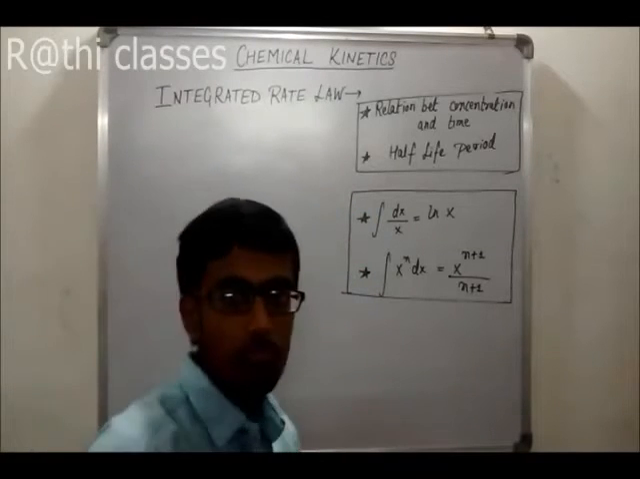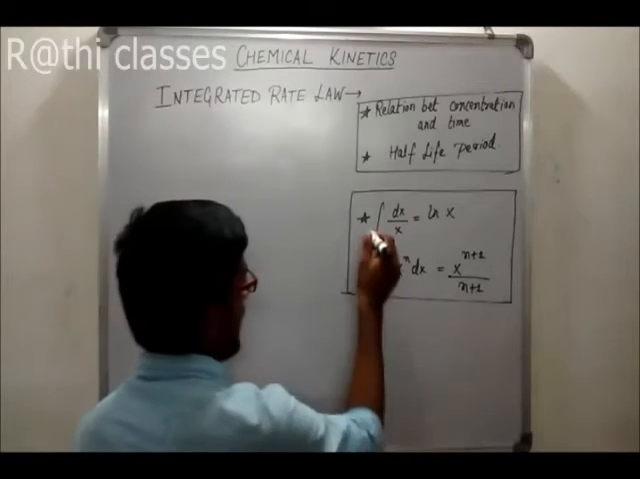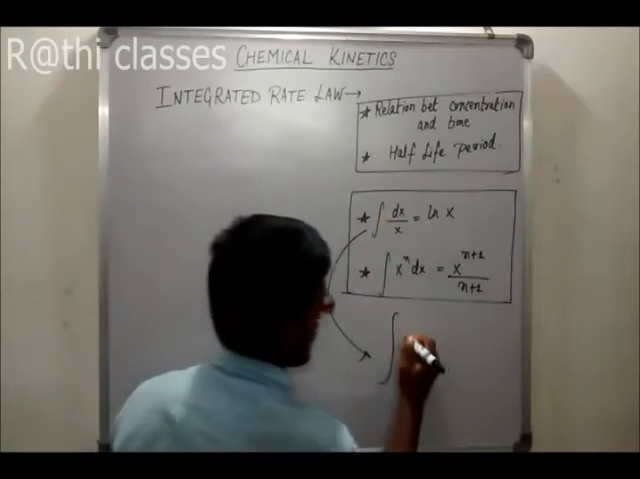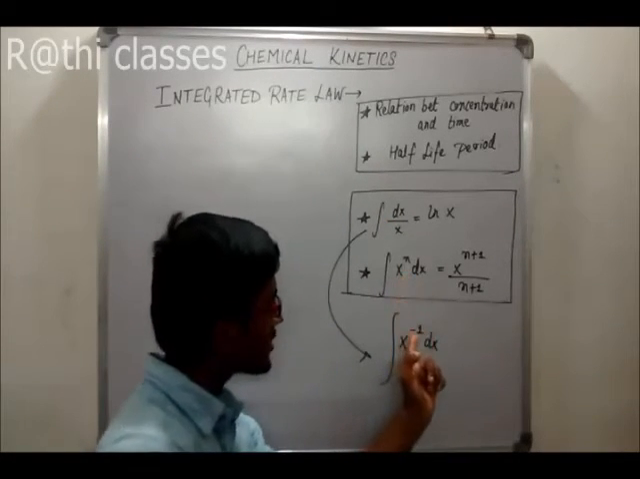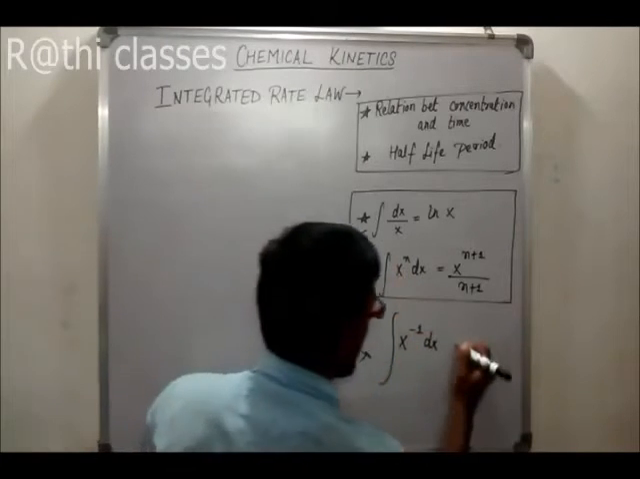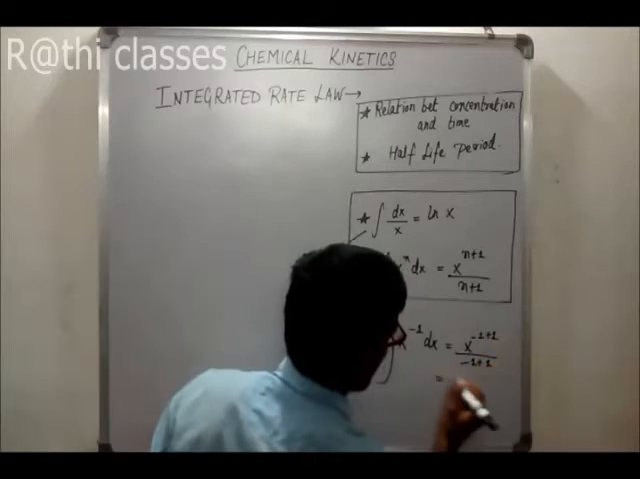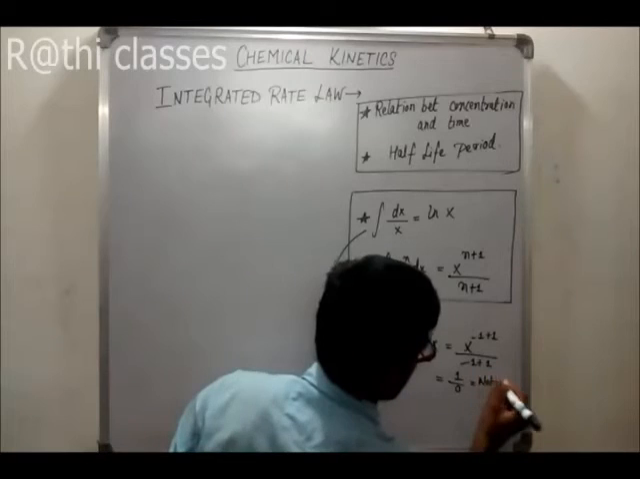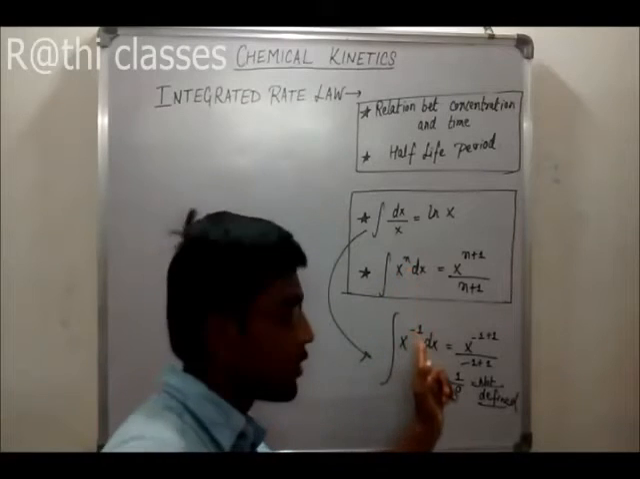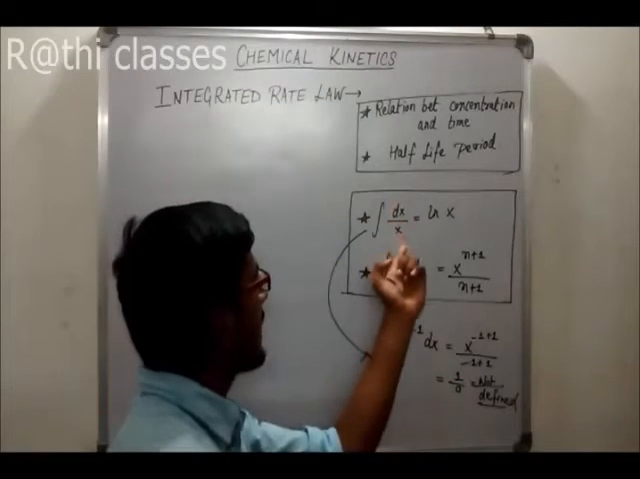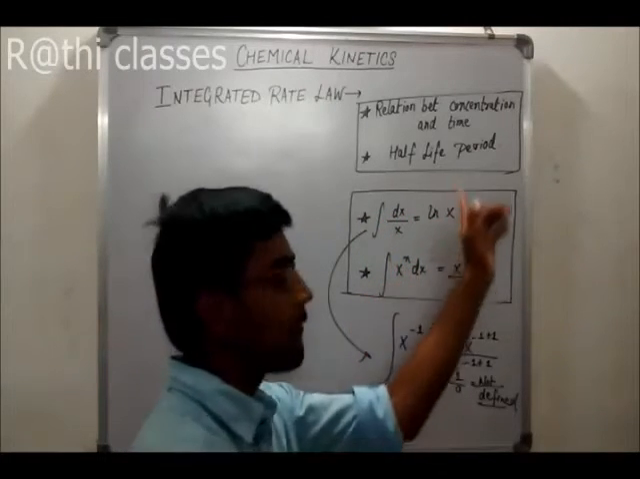Now, someone can argue to use this second formula in the first case. I mean to say that someone can write this as x to the power minus 1 dx, and now taking n as minus 1, someone can write it as x to the power minus 1 plus 1 upon minus 1 plus 1, which will be 1 by 0, which is not defined. Right? So this formula is not applicable for n equal to minus 1. For dx by x, ln x will be used, and for x to the power n, where n is not equal to minus 1, this formula will be used.